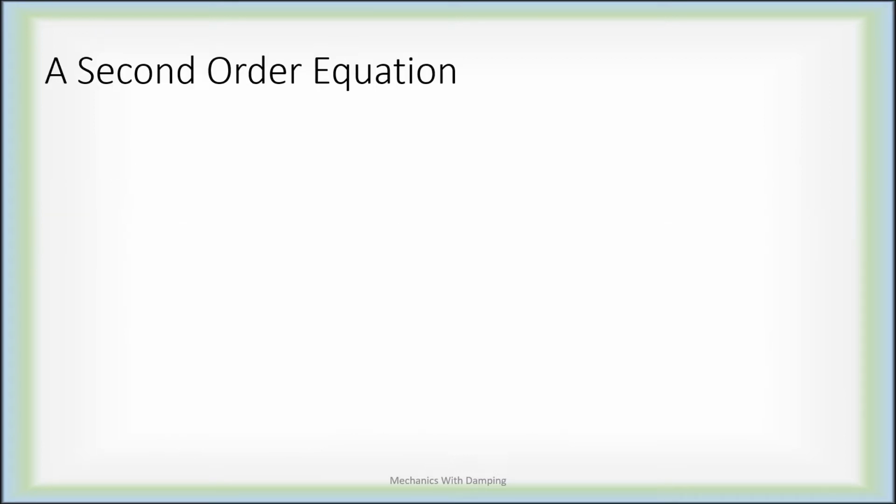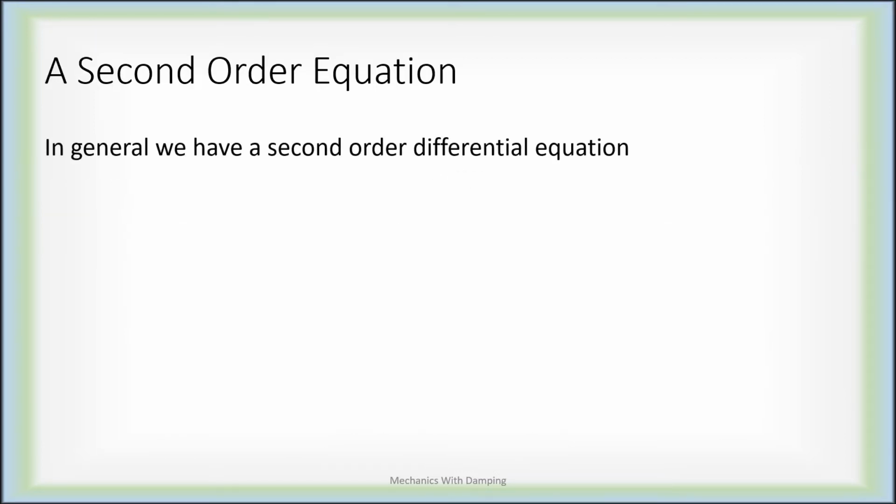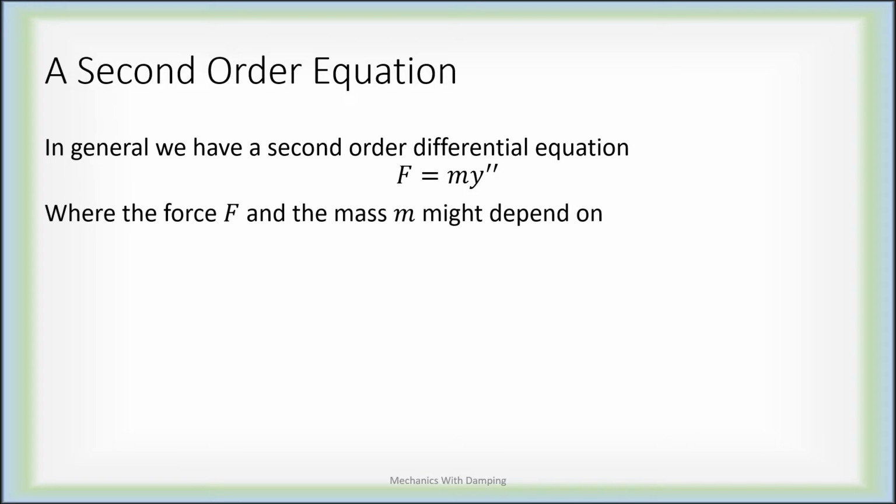So we end up with a second-order differential equation. The force is equal to the mass times the acceleration, and the acceleration is y double prime. So the force and the mass might depend on various things. It might depend on time. If you have a rocket ship, for example, as it burns fuel, its mass changes.